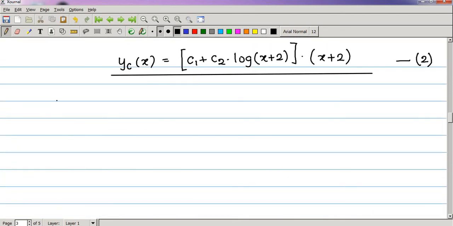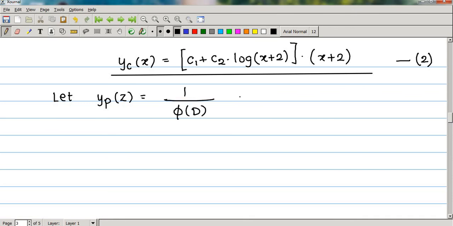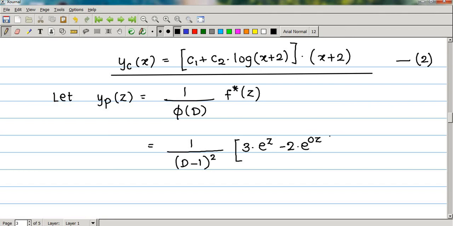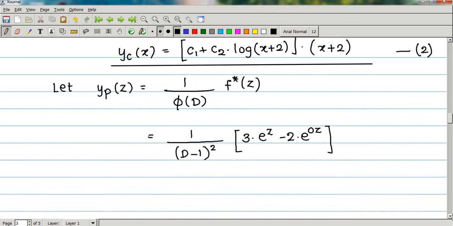Now let's calculate the value of the particular integral in terms of z. For calculating the particular integral, we operate the auxiliary equation on f star of z. So here the auxiliary equation is (D minus 1) bracket square, and f star of z is 3 times e raised to z minus 2, where 2 can be written as 2 times e raised to 0z.